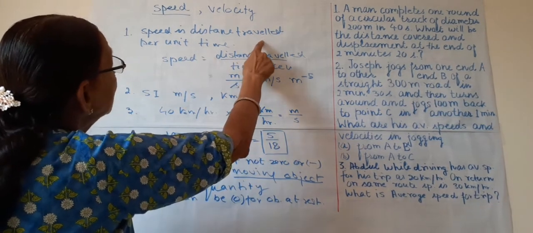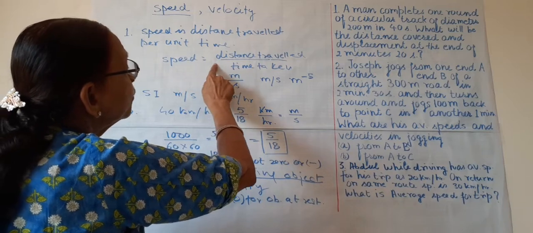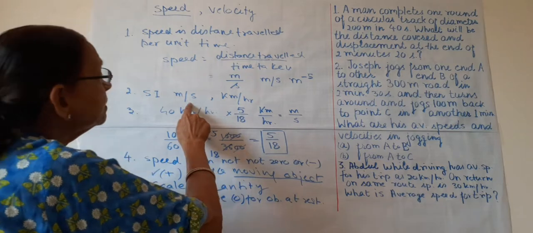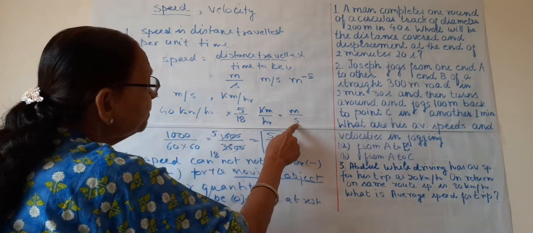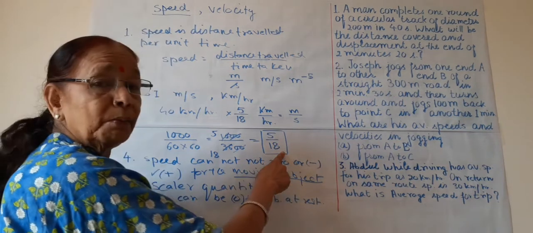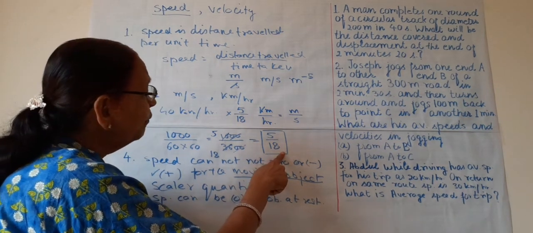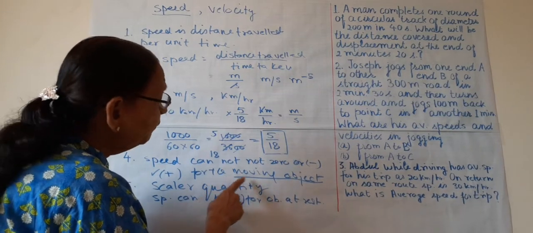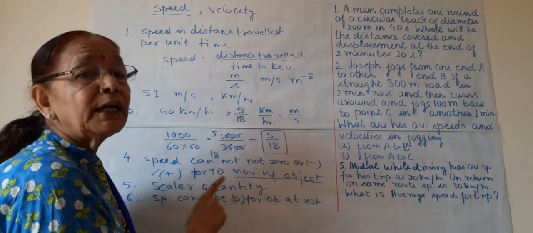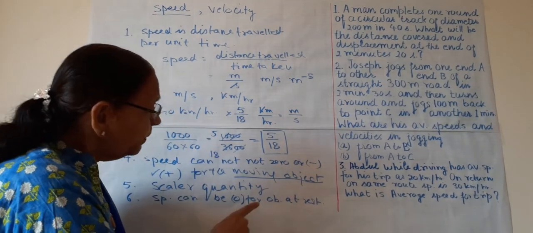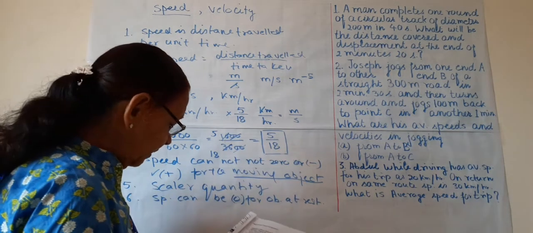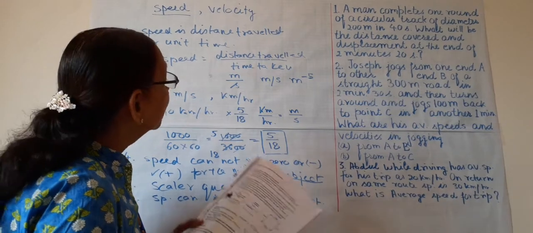Now the second is the formula. Speed is equal to distance travelled upon time taken. Its unit is meter per second. This kilometer per hour can be converted to meters per second by multiplying by 5 upon 18. Then for a moving object, speed cannot be 0 or negative. It is always positive. It can be 0 if the body is at rest. So this is how we describe speed.